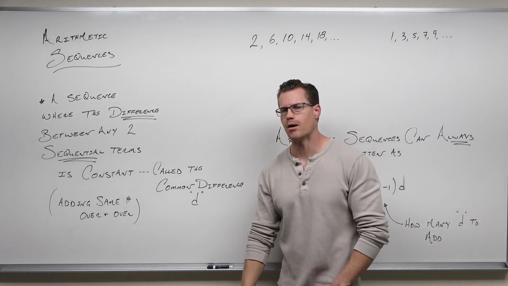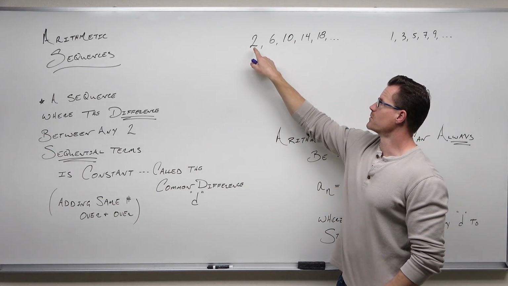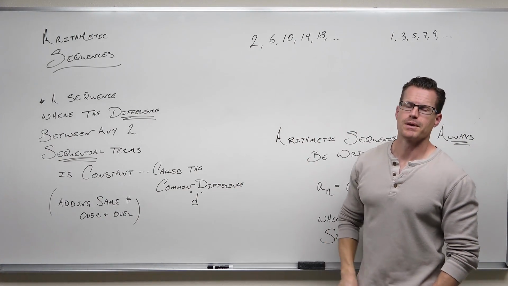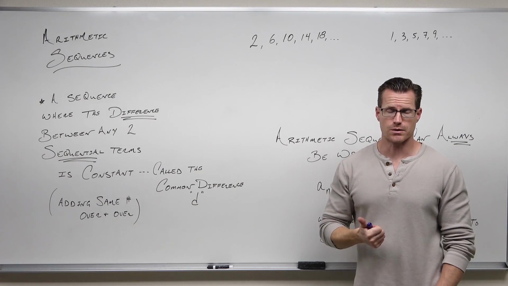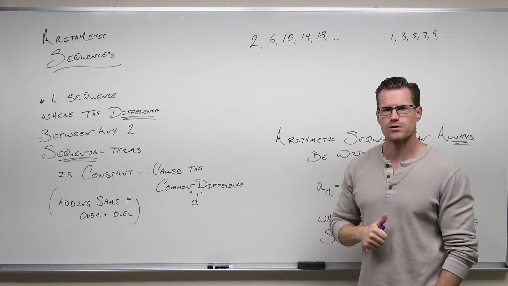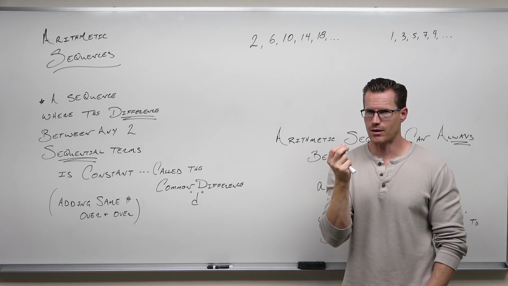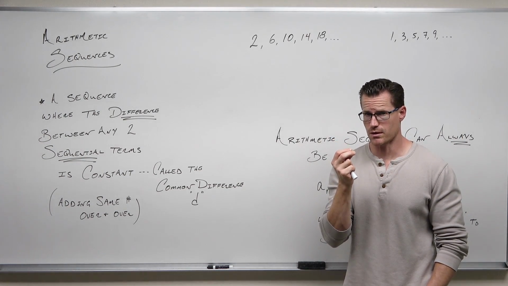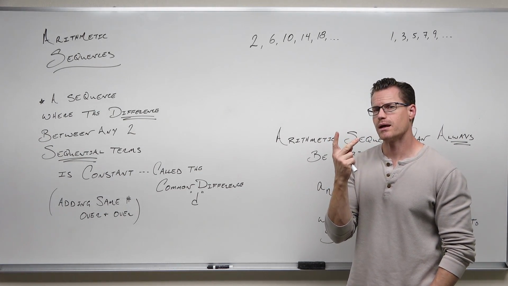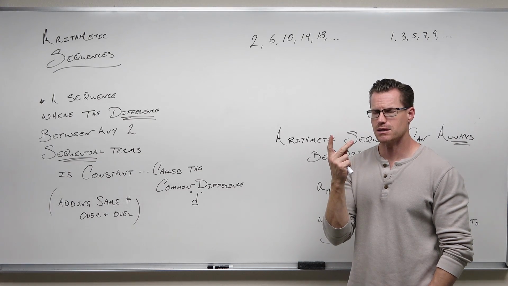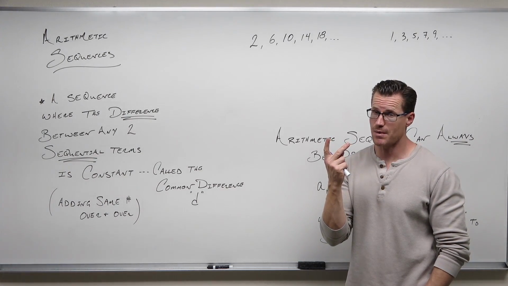Let's take a look at one right now. So if I went from 2 to 6 to 10 to 14 to 18, can you identify where we start? What's the value of the very first term? 2. You need to start somewhere with an arithmetic sequence, like 2. And then you need to be able to tell what you're adding to get to the next term, and it's got to be the same every term.